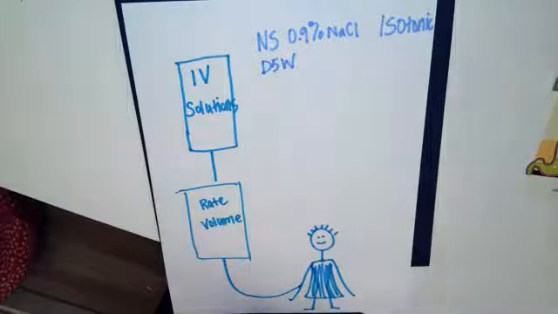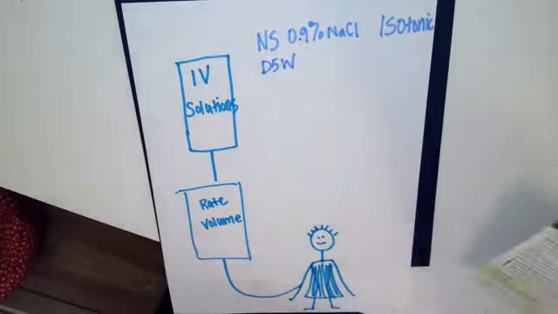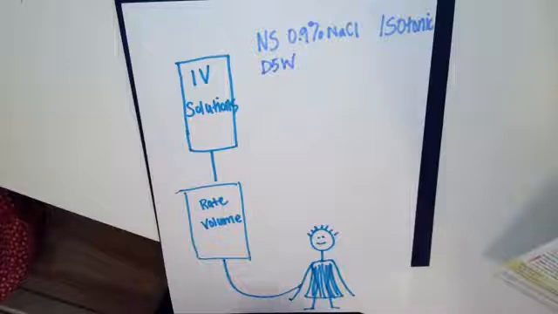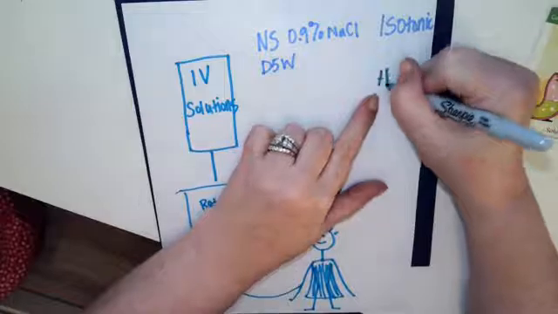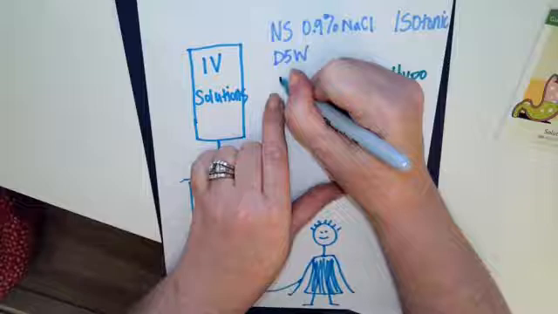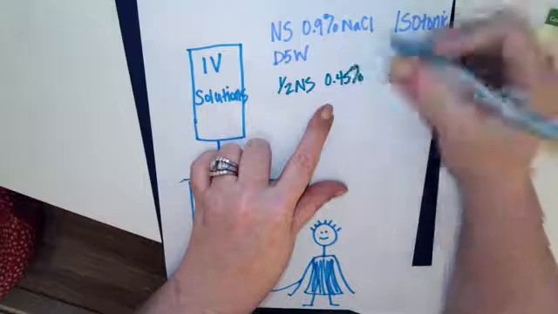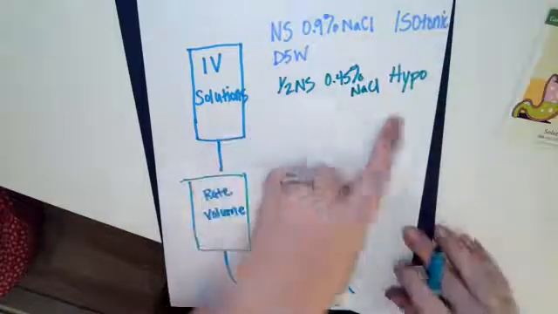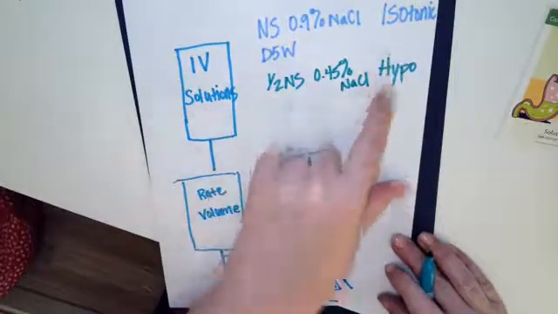Then if we want to give something that's hypotonic, a hypotonic solution would be used to hydrate the interstitial space and the cells. So hypotonic would be less than blood. So let's see, what should we use for that? Let's use this. If we want to do hypotonic, we take half of this. So half NS is 0.45% NaCl. That's hypotonic to blood. It has less sodium than blood.